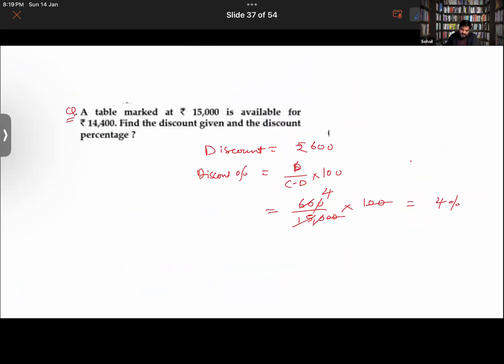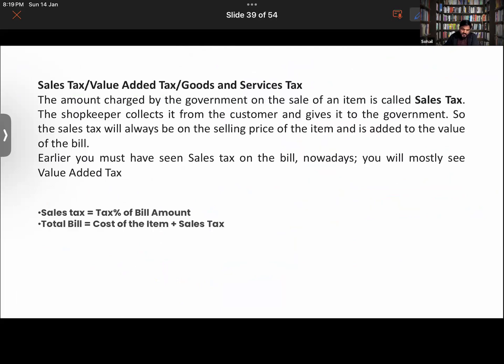By the way, you solved this question. This one was done. Now talking about the sales tax. What is the sales tax? What is the value added tax? What are these things? So basically sales tax is the amount which is charged by the government on the sale of an item. That is simply called sales tax. The shopkeeper will be collecting it from the customer. He won't be giving it from his or her own pocket. So this sales tax goes directly to the government. It is not going into the pocket of the shopkeeper.